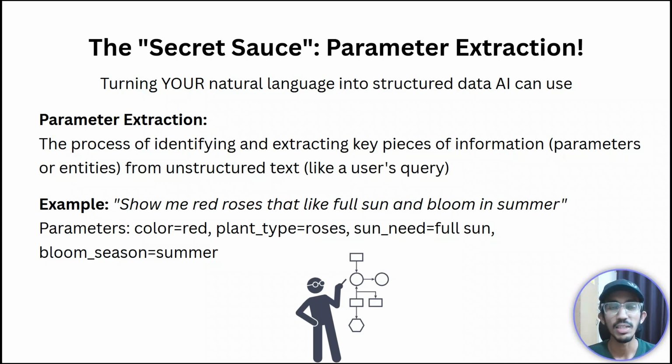For example, if a user says, "Show me red roses that like full sun and bloom in summer," the AI needs to extract parameters like color equals red, plant type equals roses, sun need equals full sun, and bloom season equals summer. It's breaking down the sentence into its core components.